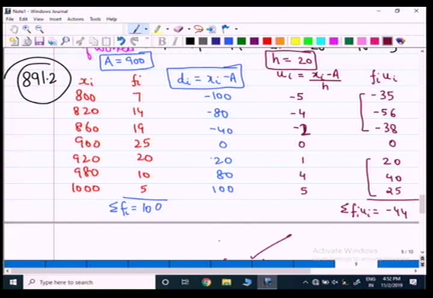Yes, it is only valid for regular class intervals. In the class interval, it will be regular. The difference between all the class intervals will be the same.